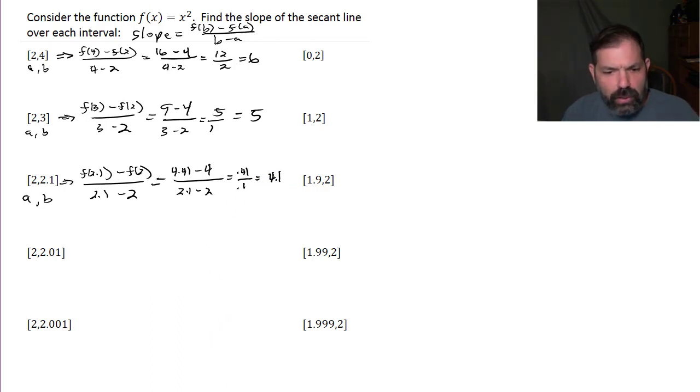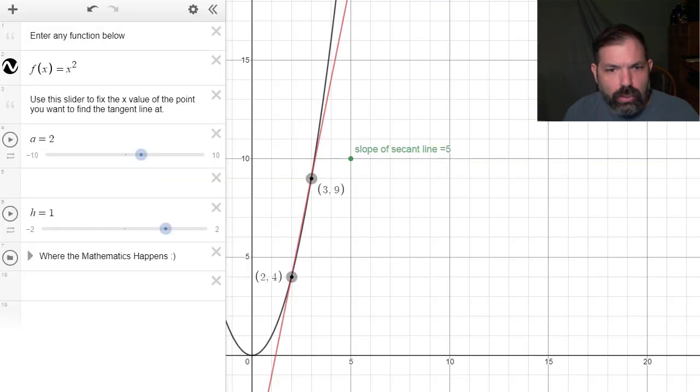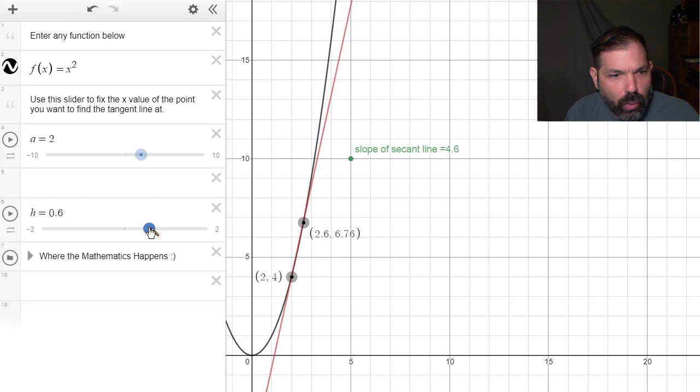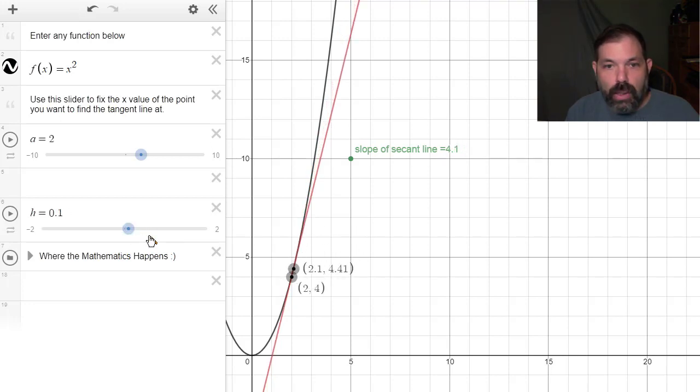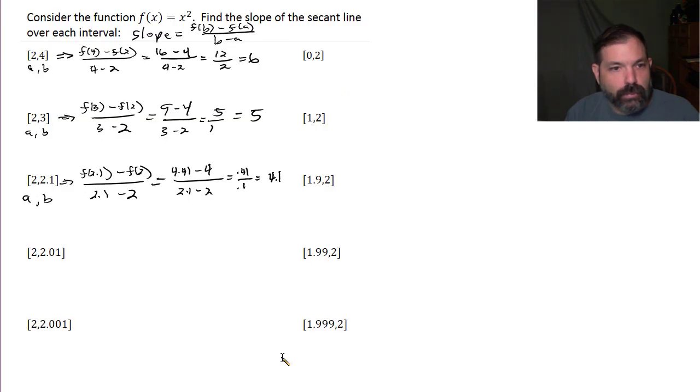Again, let's take a look at this on the grapher, on the Desmos. All right, so let me drag this h value down to 0.1. So notice these 2 points are getting closer and closer together, and now we see the slope of the secant line in red is 4.1. All right, and so we continue this process.